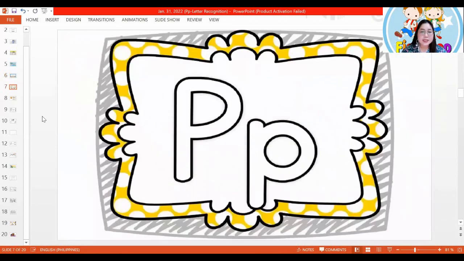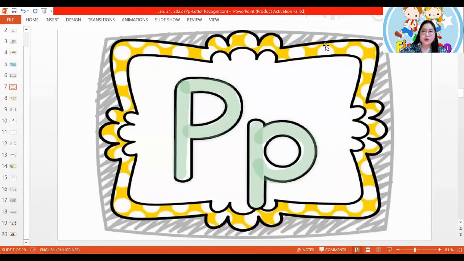What letter is this? It's the letter P. Very good. And what is the sound of the letter P? The sound of P is P, P, P. So we have our capital letter P here, and we also have our lowercase letter p. The sound of P is P, P, P.